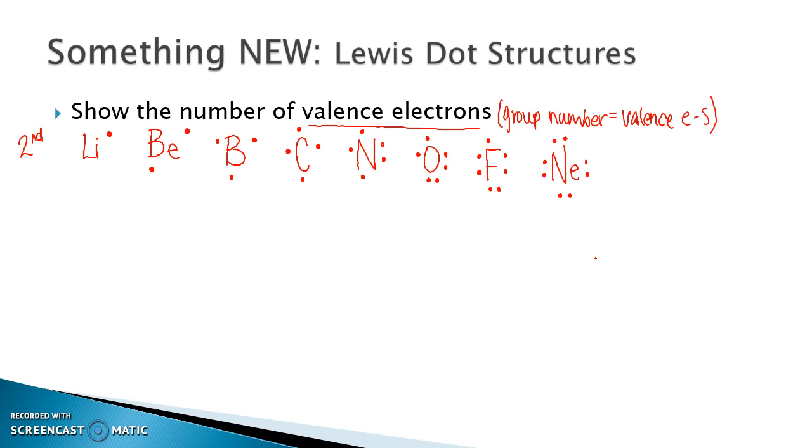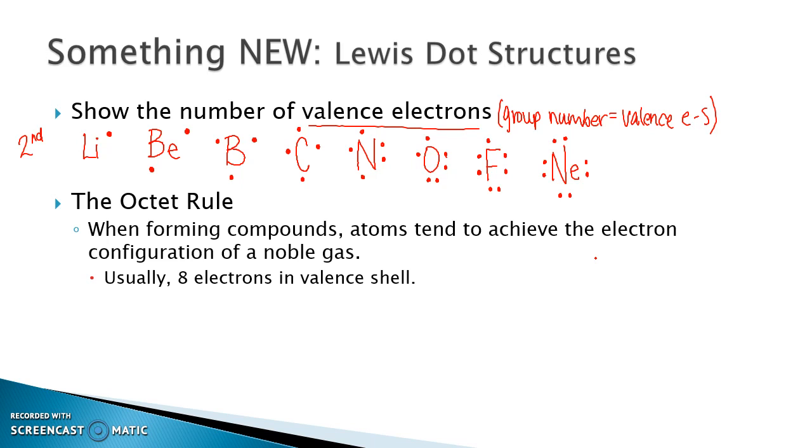Okay, this is going to illustrate, hopefully for you, something called the octet rule. So take a second, pause this video if you need to, write down what the octet rule says. But essentially what it's talking about is, when you're forming compounds, the atoms tend to achieve the electron configuration of a noble gas.